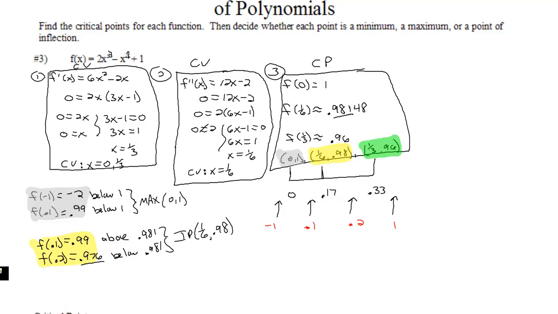Finally, I'm going to compare the numbers, test points to the left and right of this critical point. So to the left, we'll say 0.2. To the right, we'll say 1.